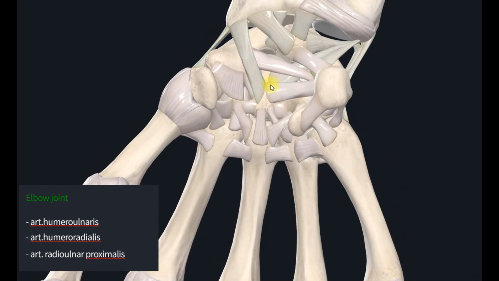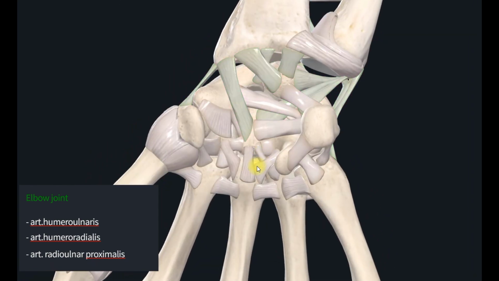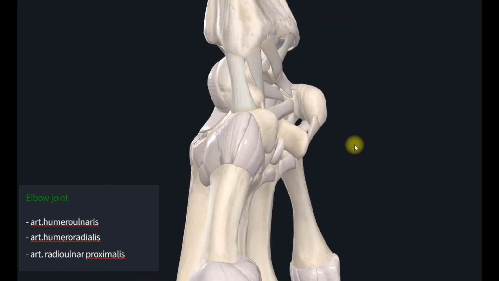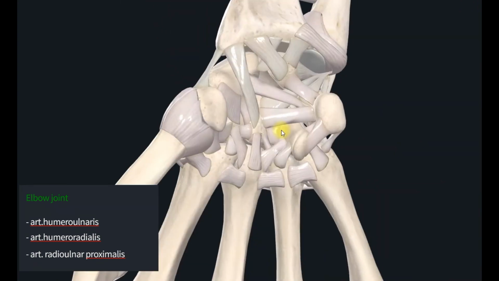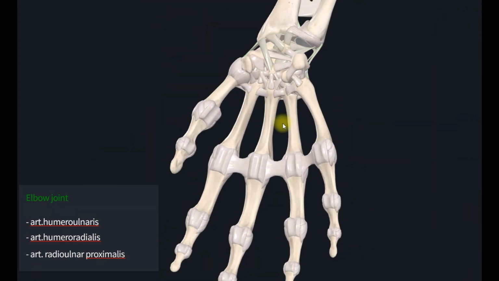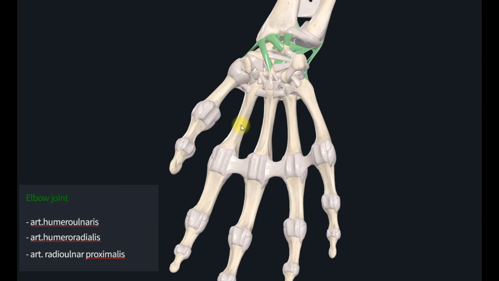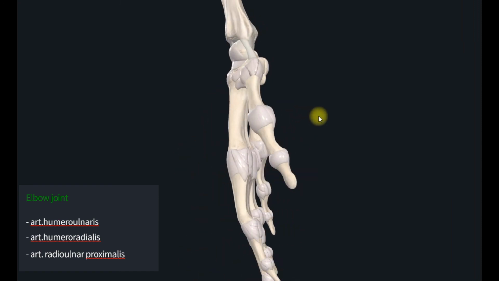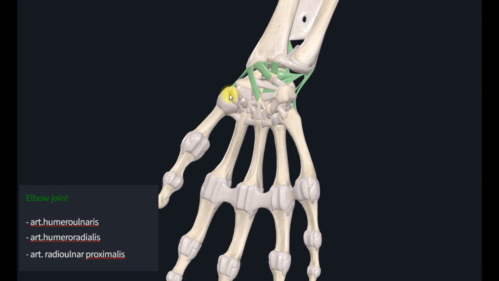I think that a more detailed description of all these joints will be better in class time. During class time we will discuss each of these joints together.